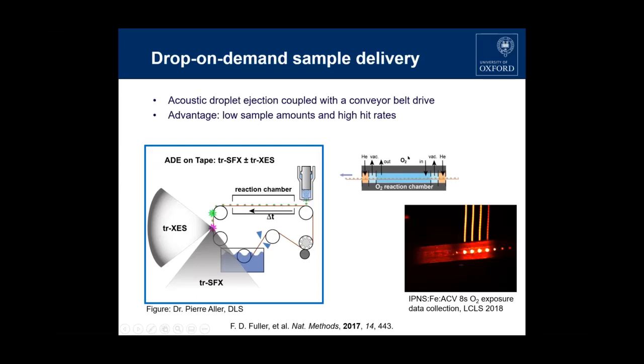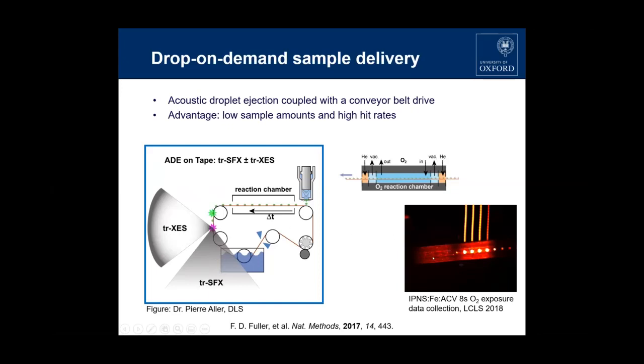In the case of our setup, we fill this reaction chamber with oxygen, and then oxygen diffuses into the nanoliter droplets. And by changing the belt drive speed, we can change the reaction time. So faster belt speeds mean shorter reaction times, and the other way around. As soon as the crystals reach the X-ray interaction zone, we are collecting, on the one hand, time-resolved serial femtosecond diffraction data, and on the other hand, also emission spectroscopy.